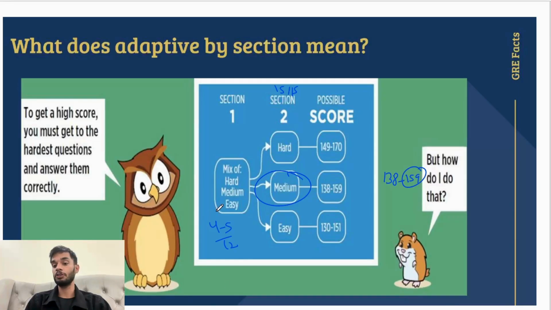So this is how the adaptiveness works. In short, you need to get most of the questions correct in section 1, and then you go to the second section. That means you should get to a harder section, and when you get to the harder section, your possible score will be a higher one.